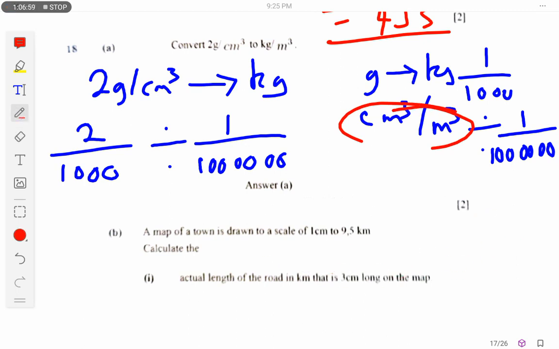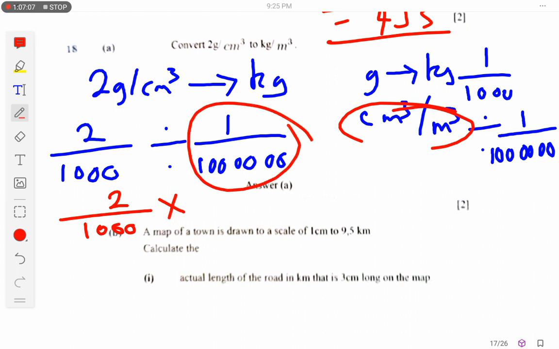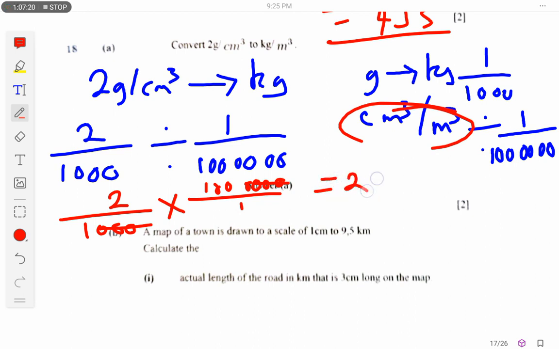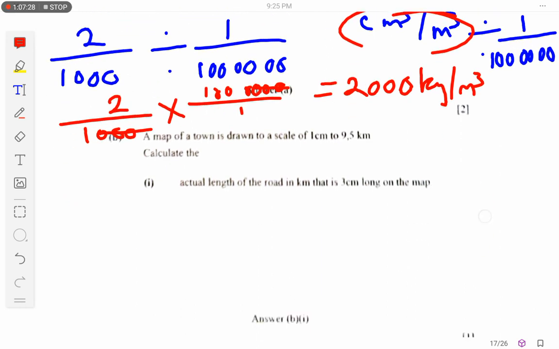So we are dividing like this. The easiest way I can say is 2 over 1,000 times this. I invert, because I'm now saying times. So it will be these zeros here over 1. So I can cut 3 here and cut 3 there. So I have 1,000 by 2. So we are going to get 2,000 kgs per m cubed. That will be our answer. Okay, let's move on to the next question, part B.